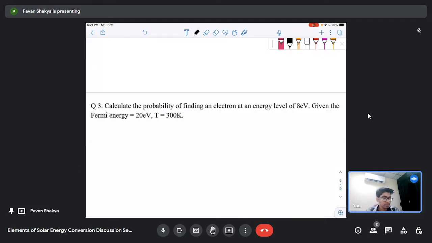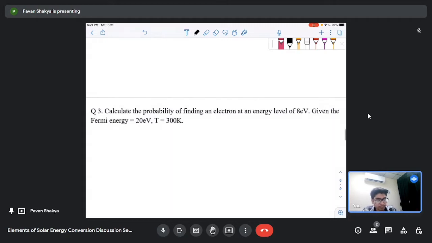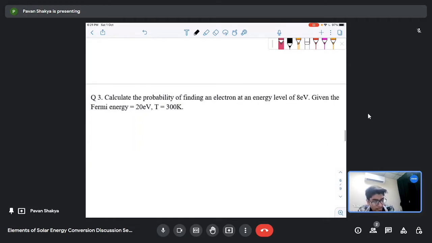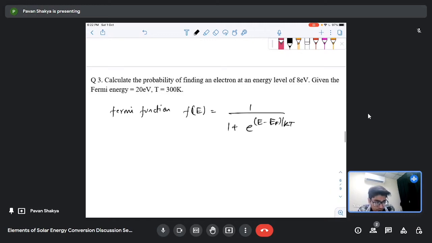So this one is the numerical problem, and it has been asked to calculate the probability of finding an electron at an energy level of 8 electron volt, given that the Fermi energy is 20 electron volt and the temperature is 300 Kelvin. So as we know, the Fermi function is defined as F(E) equal to 1 upon 1 plus e to the power (E minus EF) divided by kT, where k is the Boltzmann constant.